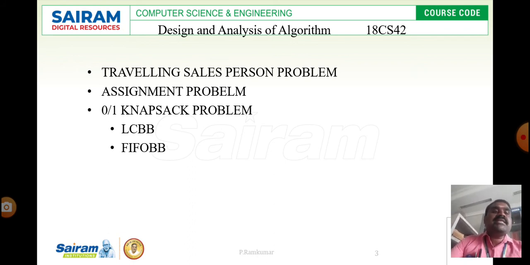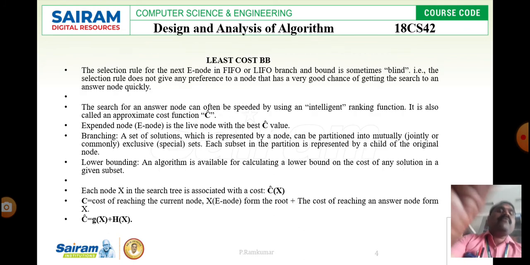LCBB means least cost branch and bound. Least cost branch and bound means the selection method. As I said before, whenever we talk about an E node, it will have some child nodes. This mechanism is used for selecting the child node: which node we have to choose and where we have to insert, either in the left child or in the right child. That will be decided by a common factor called C, an approximation cost function.